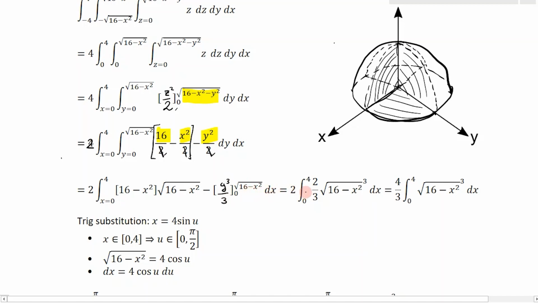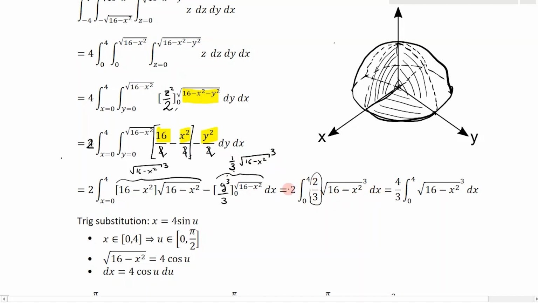And then I am going to write this as this. You see how this whole thing is equal to 1/3 square root of 16 minus x squared to the power of 3, and this guy is equal to square root of 16 minus x squared to the power of 3. So then I have this minus this, so I get 2/3 of this guy. That's how I got this 2/3. So I have 2, here I have 2/3, and then I have this square root cubed dx.